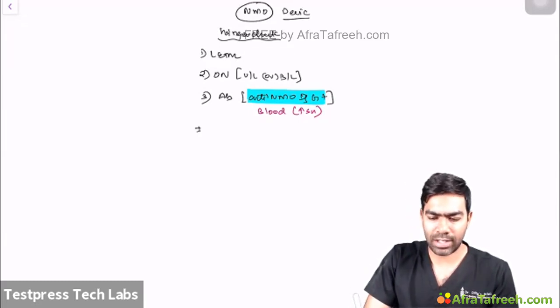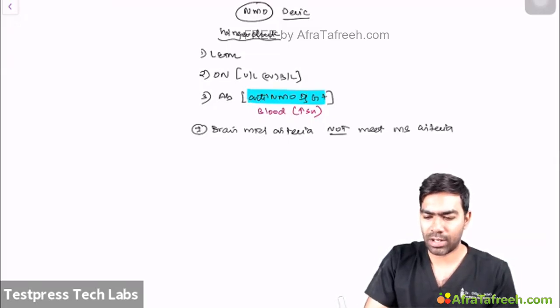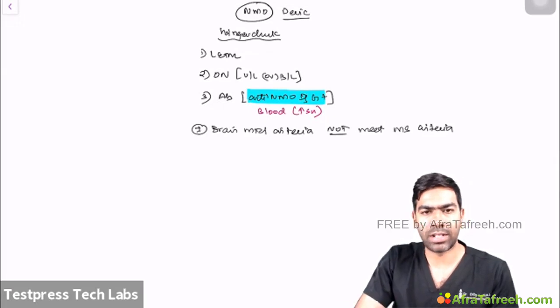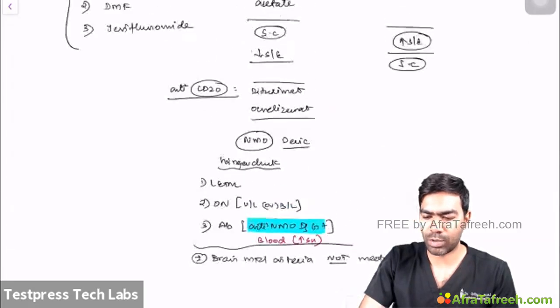And there is an additional optional criterion: the brain MRI should not meet MS criteria, which means I can write that the brain MRI will not meet the criteria for MS. That is the additional criterion. But these are going to be the most important.